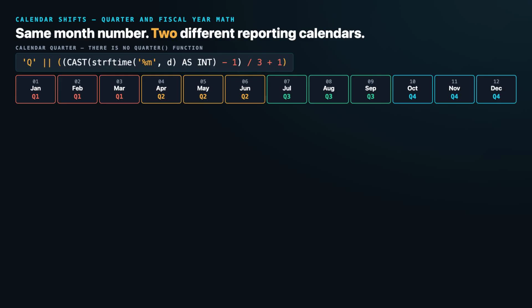Calendar quarters first. There is no quarter function in SQLite. The expression is: cast the month to integer, -1, divided by 3, +1. Q1 is months 1 through 3. Q4 is months 10 through 12.